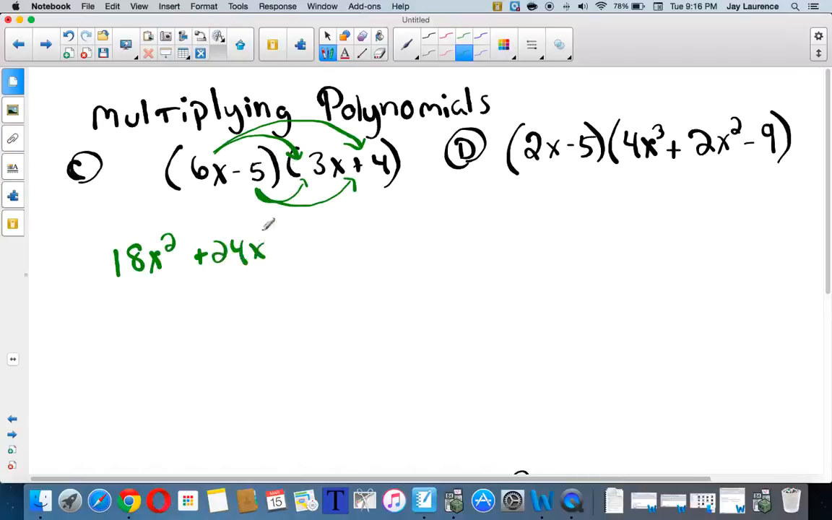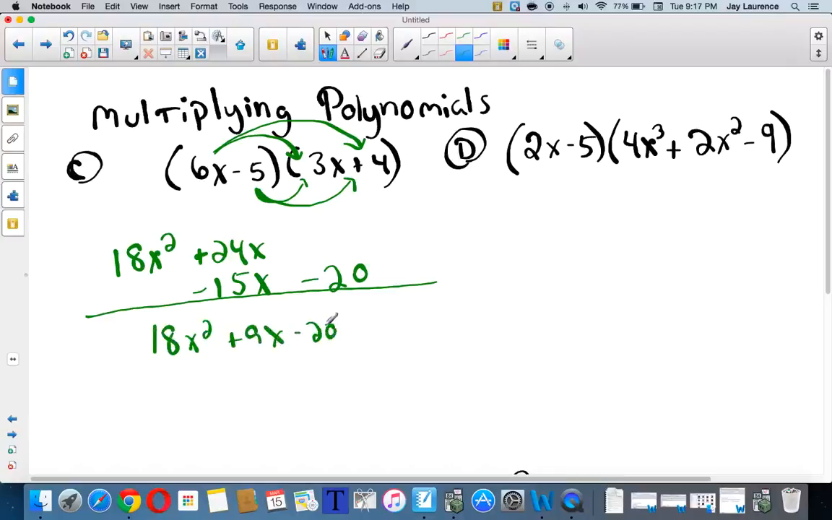And we're going to get a negative 15x, and I'm a vertical kind of guy. I would rather be vertical than horizontal when it comes to addition and subtraction, so I write them above and below each other. And then finally a negative 20, and I'll put the negative 20 here. Now I combine my like terms, and it looks like I'm going to get 18x squared plus 9x minus 20.